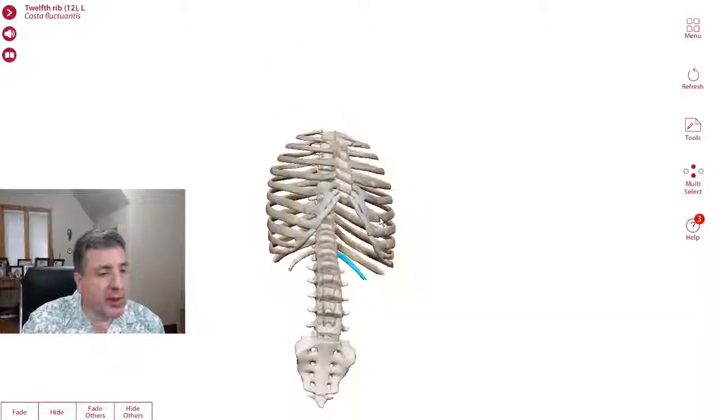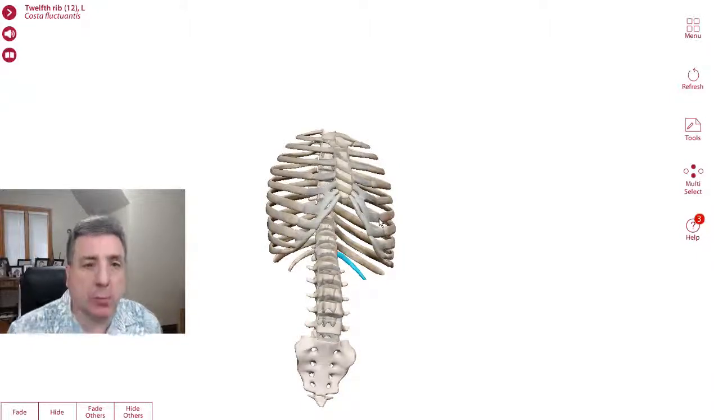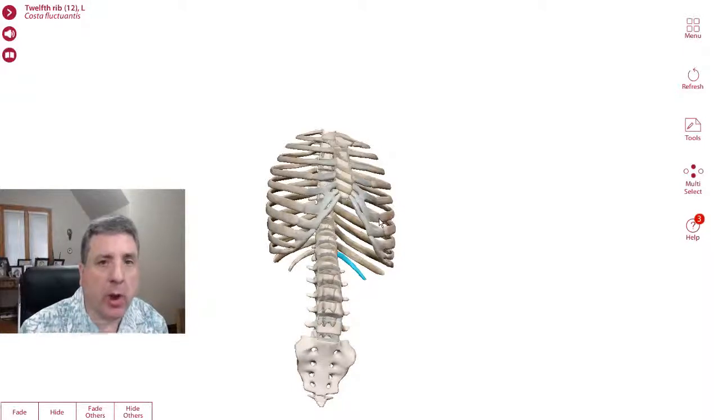I think that is it for the axial skeletal system. So go through your lab book, look at your models, make sure you can identify each and every one of these, because you will be responsible for these on the quiz.